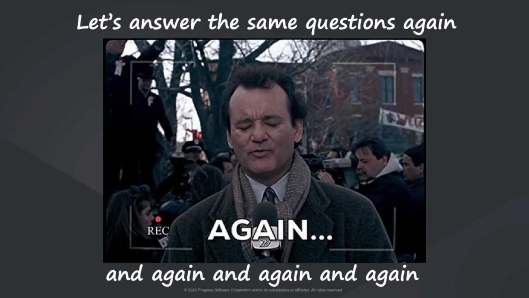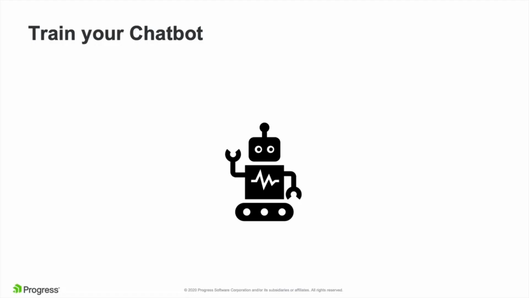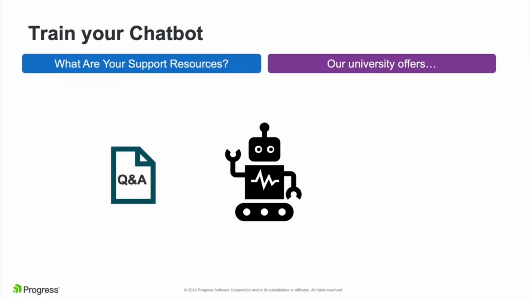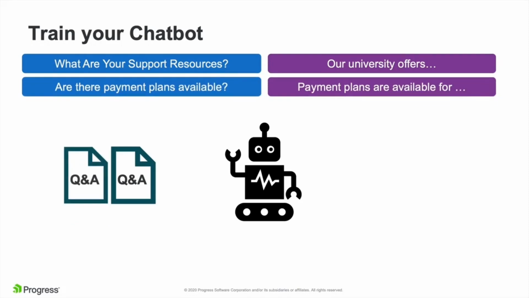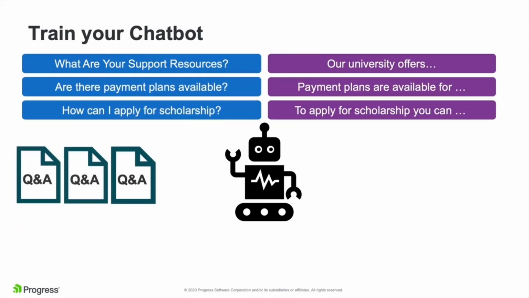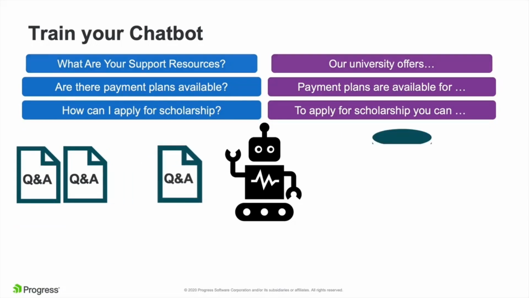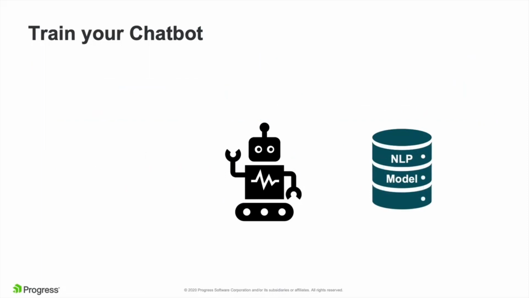Because if you think of it, you keep getting asked the same questions every year. So you probably already know what kind of questions the students might ask, and we could actually use that to our advantage. So we could train our chatbot with various questions and answers. We could train the chatbots to answer questions like, what are your support resources? Or are there payment plans available? How can I apply for a scholarship? And on and on, which we could feed into the natural language processing model. That allows the chatbot to not only answer the questions that the students might be asking, but also understand the way people speak, right?